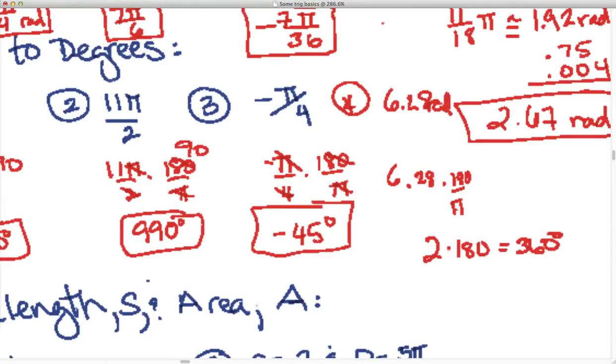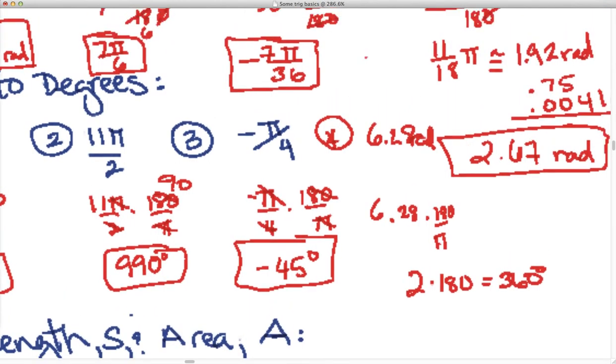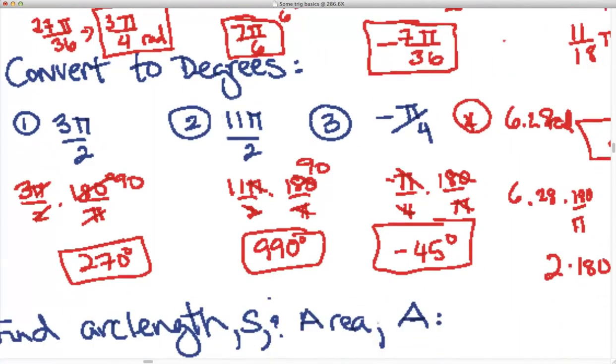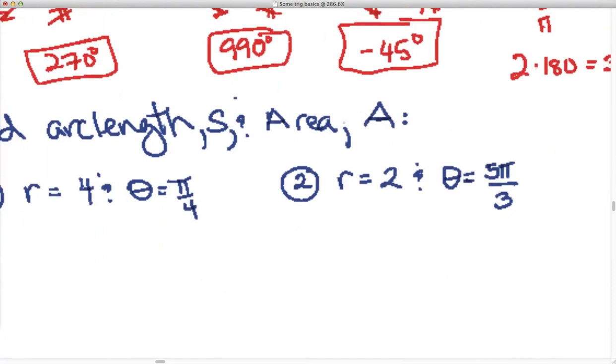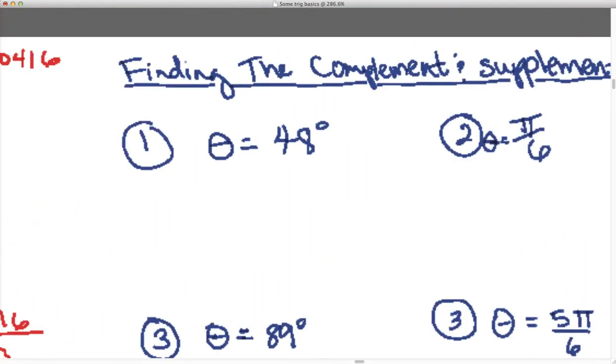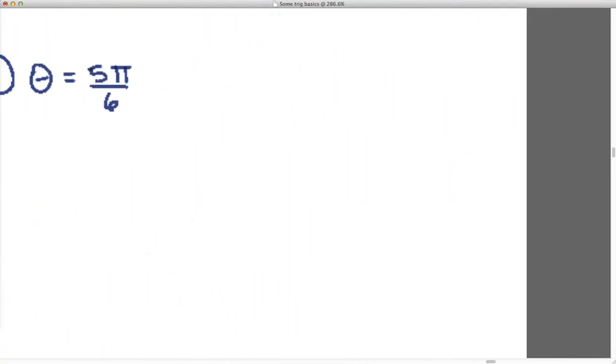All right, so those are the basic steps to conversions from one to the other. You should be familiar with those. Make sure you check out part 2 of the trig basics. I'm going to make a separate video for the area and the arc length. Okay, and then there will be one for complements and supplements, and that'll be it.